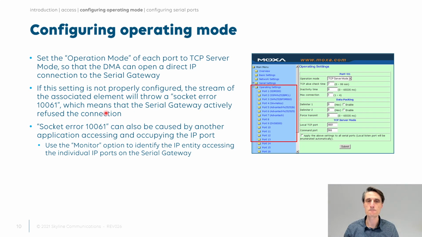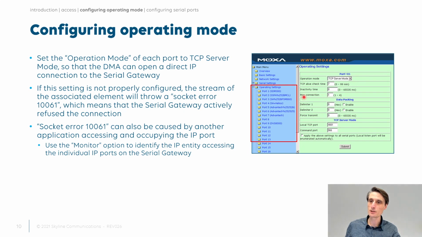That's typically what happens. There is, however, a second possibility to have that 10,061, and that is whenever there is already somebody connected on that socket. So if it is listening and another DataMiner agent or another system is connecting to it, then it's possible that DataMiner is not able to connect to it anymore. And again, we will have that 10,061 socket error, which means that it actively refused the connection. You do have the possibility in the monitor option of the Moxa interface to actually see who is already connected to it. So that's a small tip.